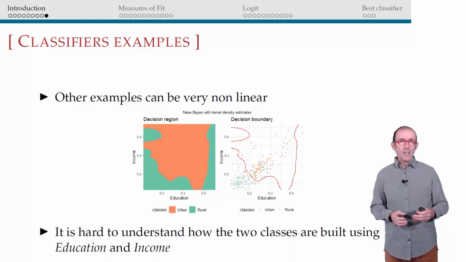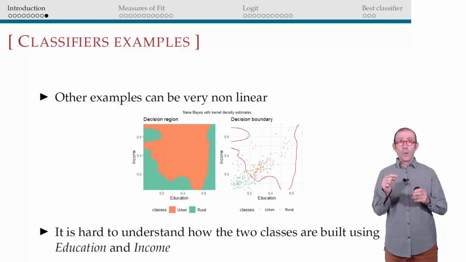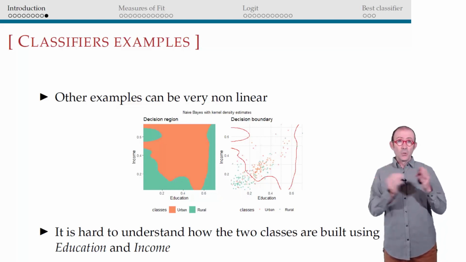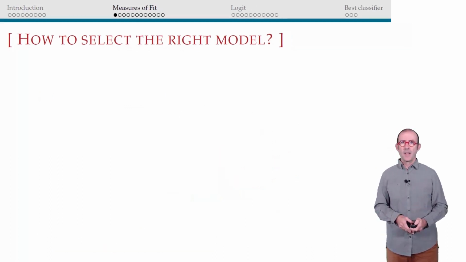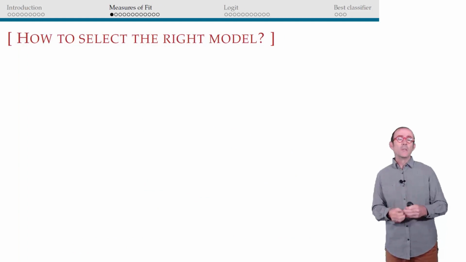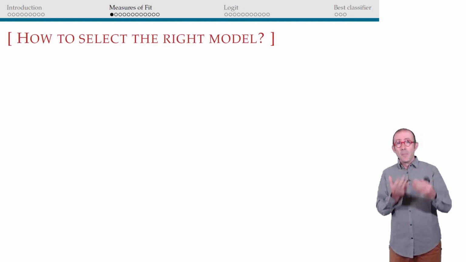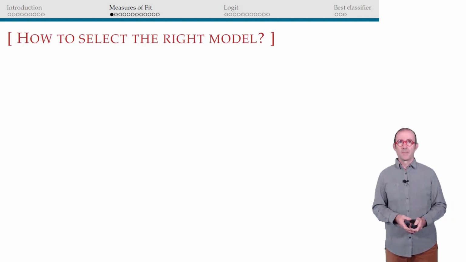But maybe if the goal is really to predict from education and income in which of the two regions, rural or urban, you are, maybe this one can be more accurate, more precise than the other. But in fact, what does it mean to be a better model, to be more precise, to be more fit to the problem you are facing? In short, how to select the right model?